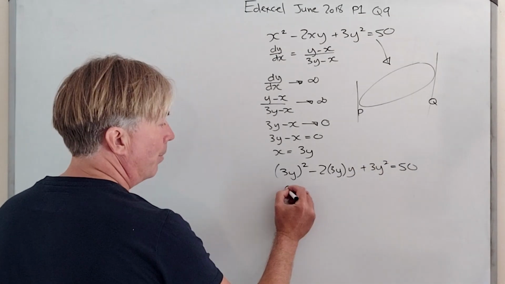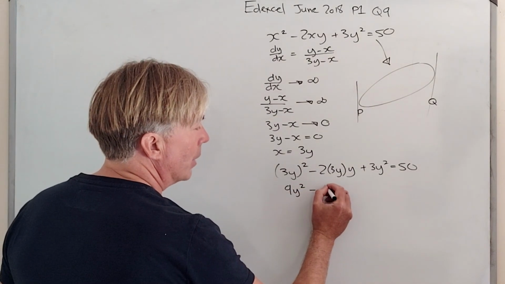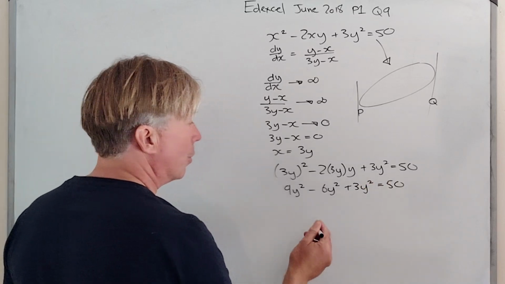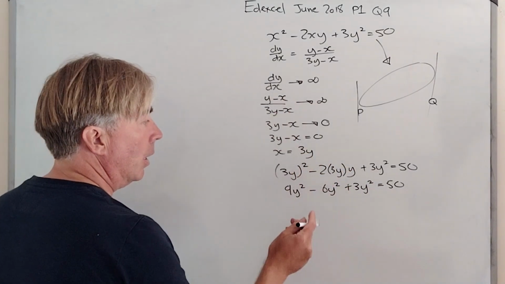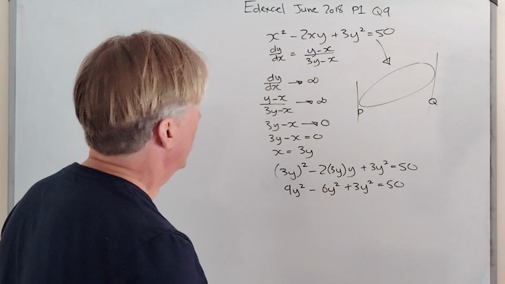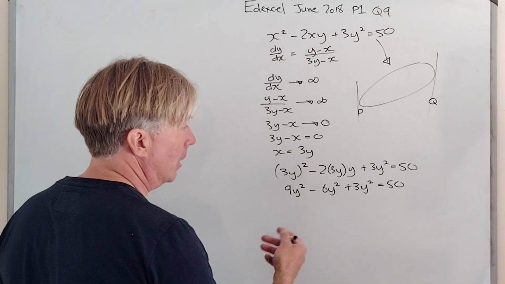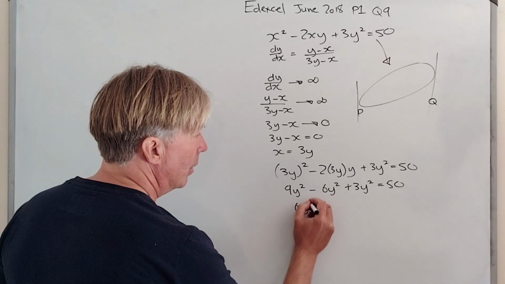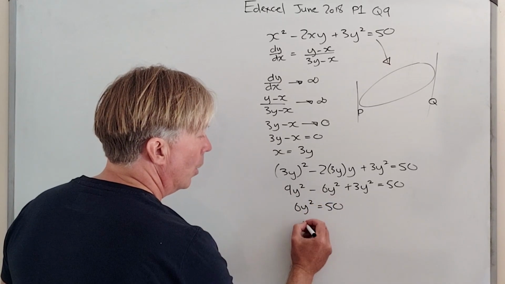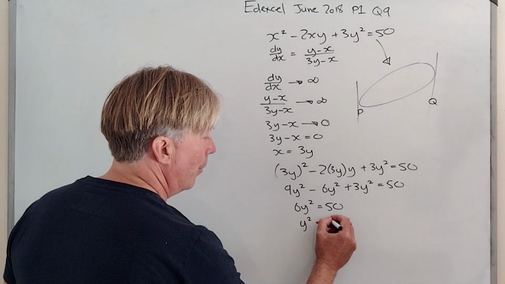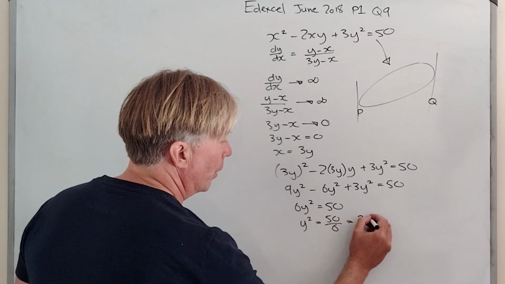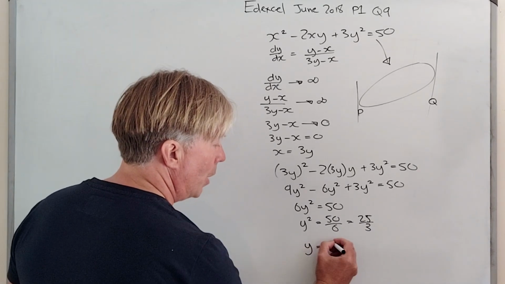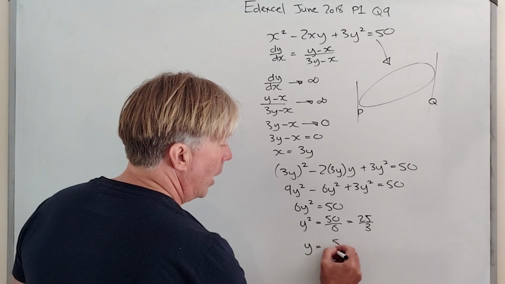And we can solve for y quite straightforward. 9y squared minus 6y squared plus 3y squared equals 50. So really, really straightforward if you get the vertical gradient of infinity. And collecting the terms together, we end up with 6y squared equals 50, or y squared equals 50 over 6, or 25 over 3. So taking your square root both sides, we get 5 over root 3.